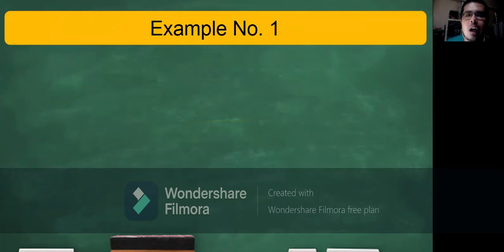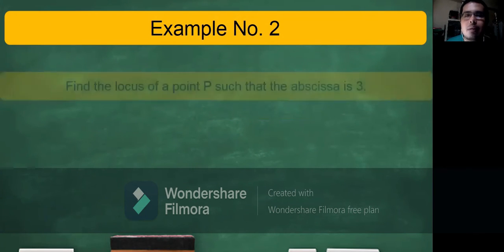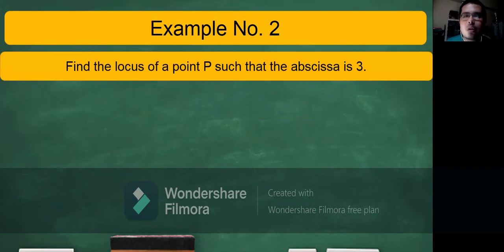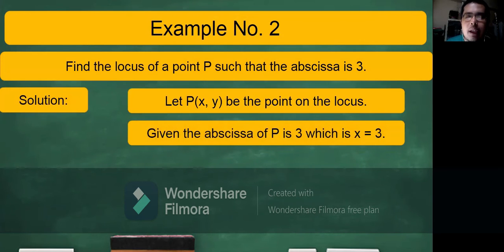Next, let's have our second example. Find the locus of a point P such that the abscissa is 3. The abscissa is the x-coordinate of your ordered pair of the linear equation in two variables. For our solution, we let P(x, y) be the point on the locus. Given the abscissa of P is 3, which is x equal to 3.